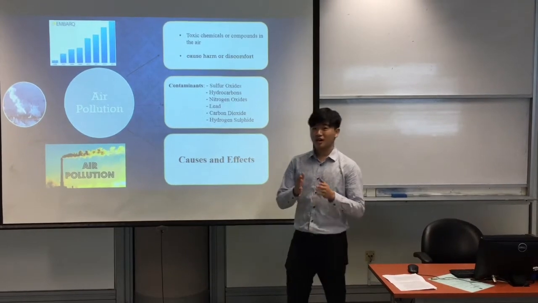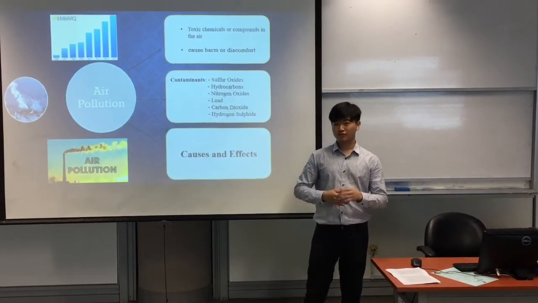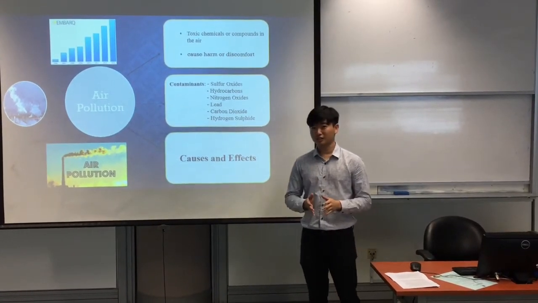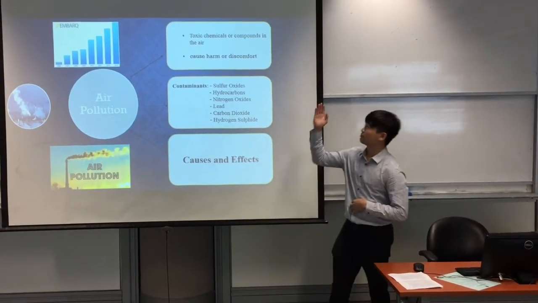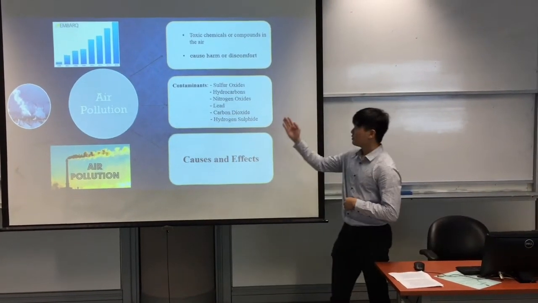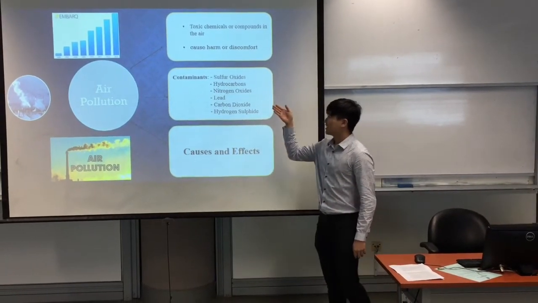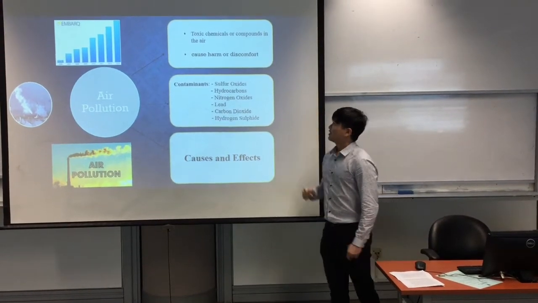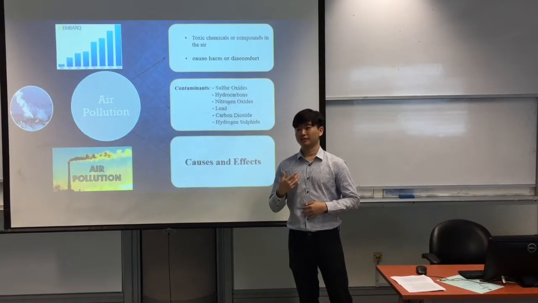First and foremost, air pollution is probably one of the most serious environmental problems confronting our civilization today. It is defined as the condition in which the air is contaminated by foreign substances, such as the presence of toxic chemicals or compounds in the air. For example, sulfur oxide, hydrocarbons, nitrogen oxide, lead, carbon dioxide, and hydrogen sulfide, which will eventually cause harm or discomfort to humans and living organisms.